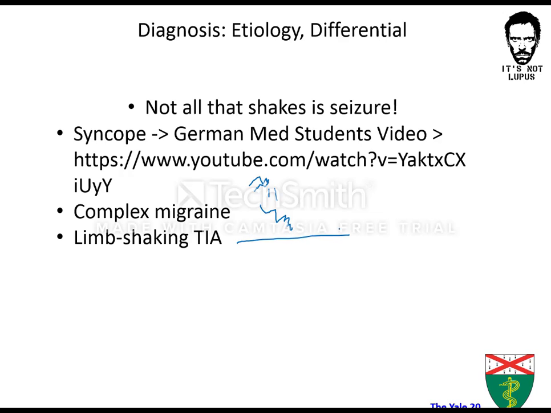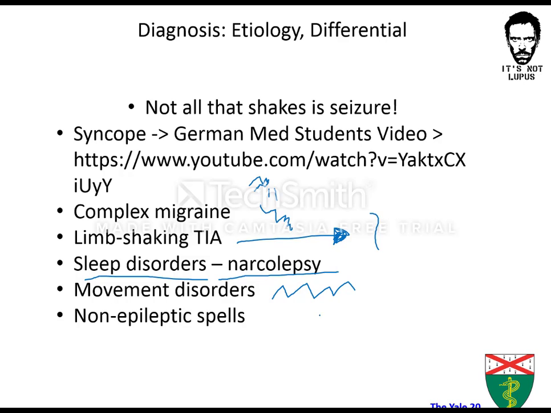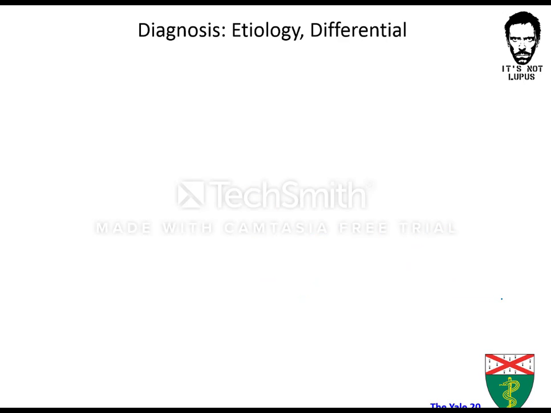There's also this strange thing called limb shaking TIA that is kind of a strange thing that sometimes people see. Also, narcolepsy, sleep disorders, people can have weird shaking movements with this, and that can look a lot like seizure. Movement disorders where people have tremor that's very rhythmic and jerking can look very much like a seizure. And of course, we have the always troubling non-epileptic spells. These are where people have seizure-like movements, but they aren't actually based off of abnormal brain activity, and can look very much like seizure and really be a confusing thing.